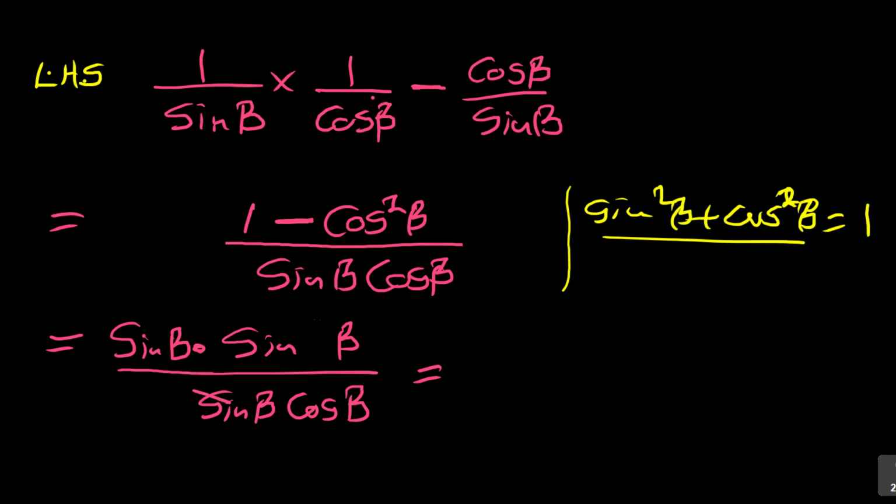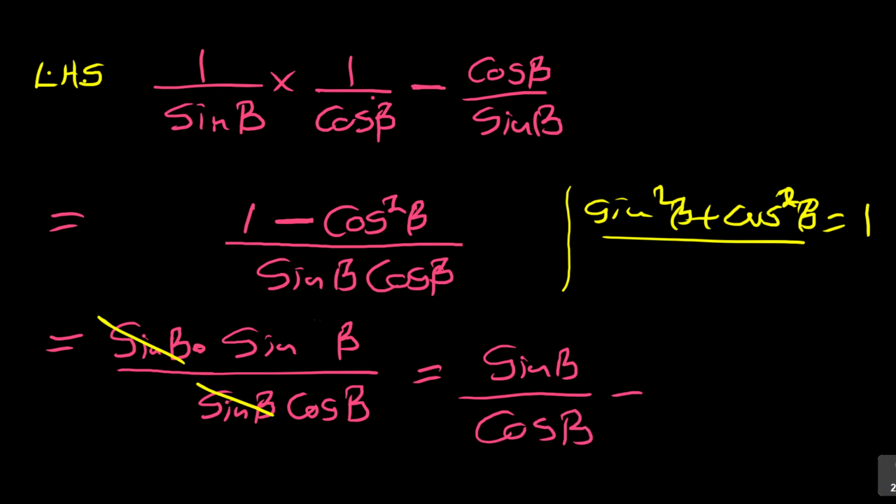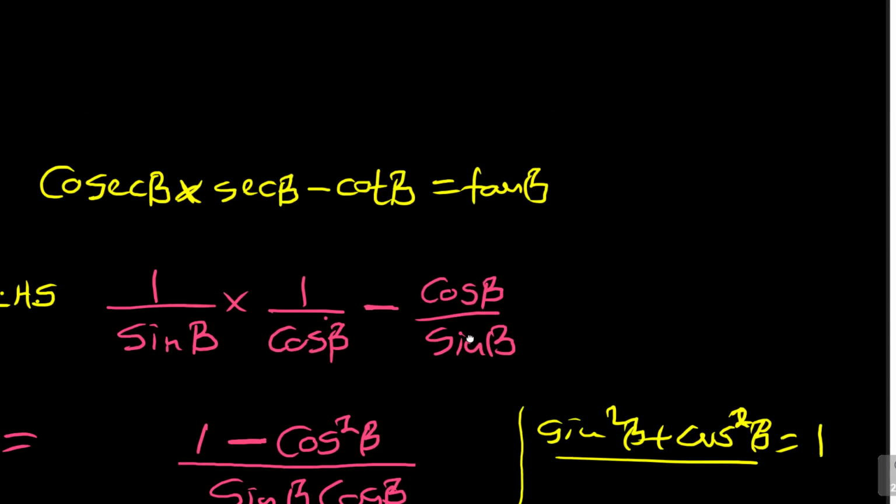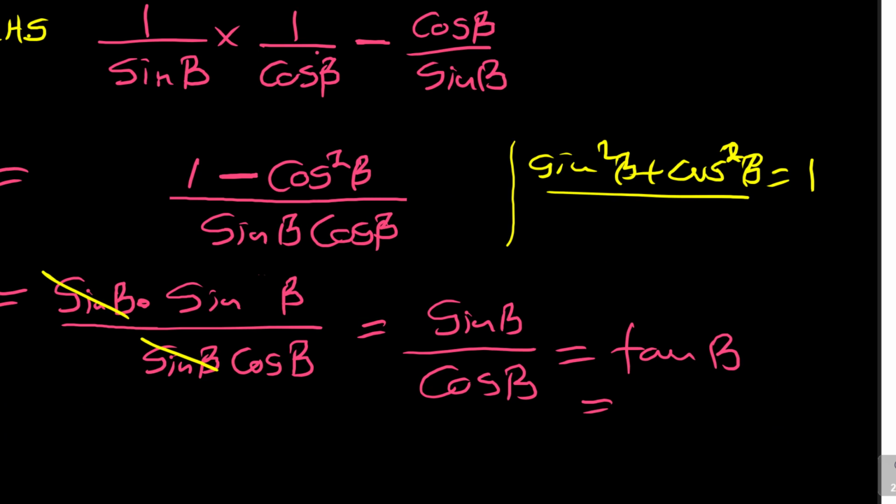So I'll cancel the first, I'll cancel this one, and cancel this one. So I've got sine B over cos B. What is sine over cos? It's a tangent. Sine over cos is equal to tan B, which is our right hand side, which is what we're proving. So that's it.